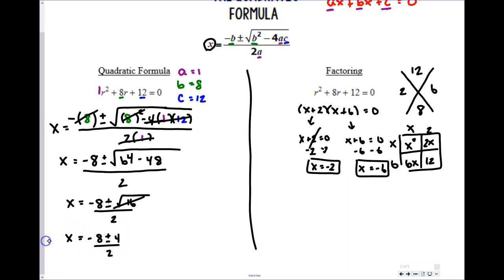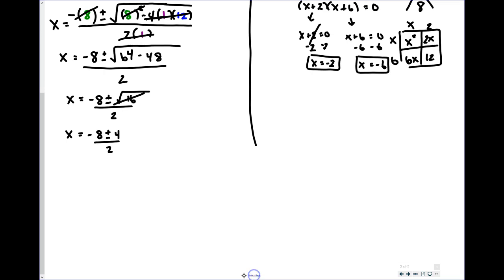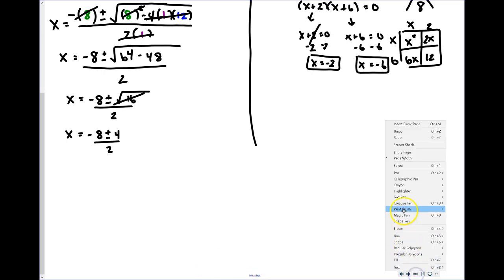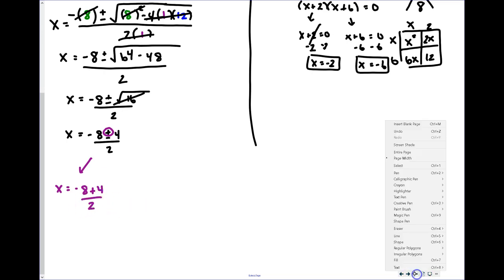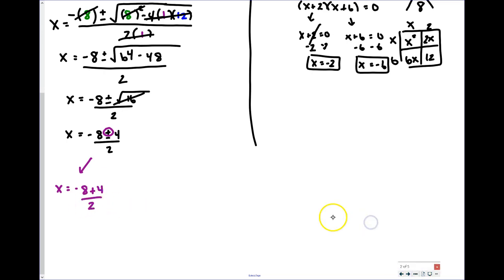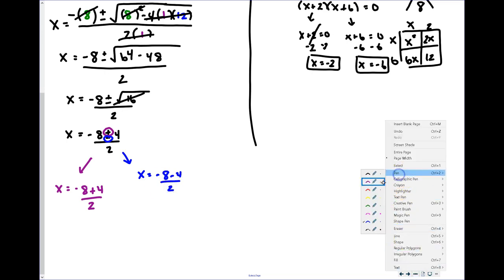Now here's where things get interesting, because now I've got 2 different answers, and this is weird. I've got the positive version, so I'm going to have x equals -8 plus 4 over 2, and I'm going to have a negative version, right, because I've got the minus sign, so I'm going to have x equals -8 minus 4 over 2. So now I've got to solve each of these.